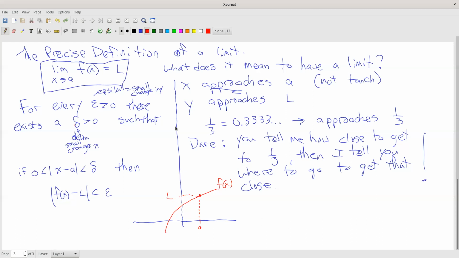So the way the dare goes is you tell me how close to get. That's what epsilon is, okay? So you say, I need you to be, and let's make believe we're really zoomed in here, I need you to be within this much. That's your margin of error here. And that's that distance epsilon above or below. So that's kind of a margin of error. That's the dare, get that close.